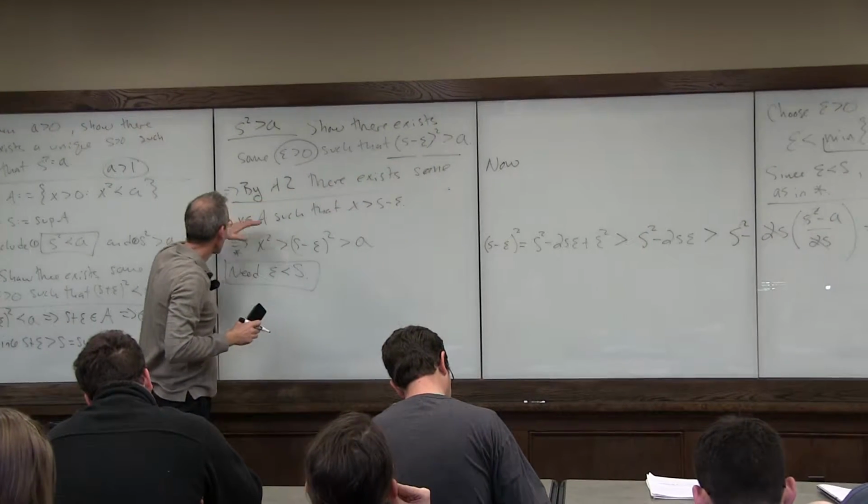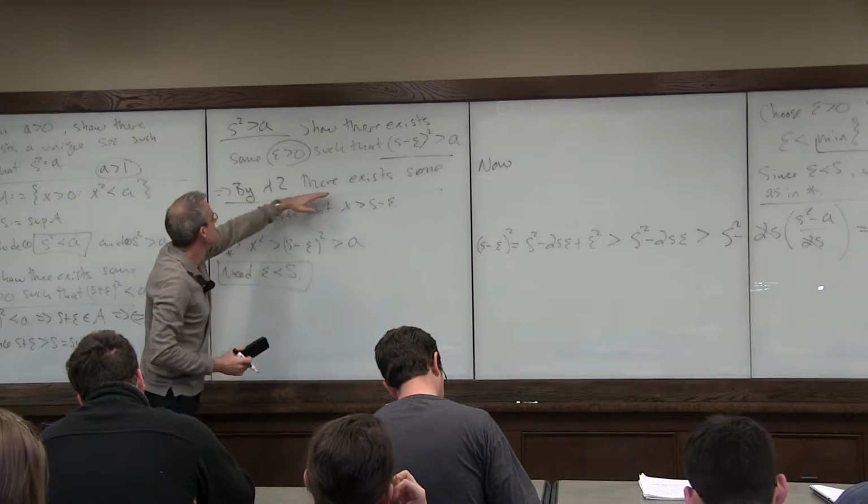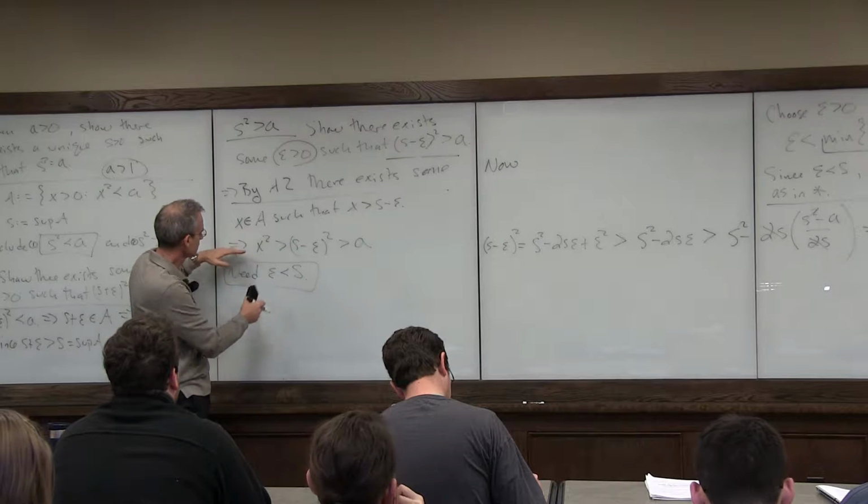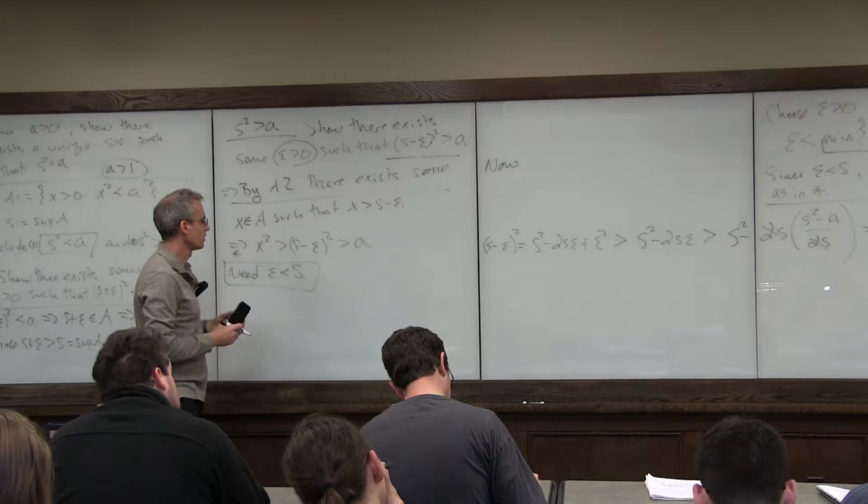And now, once I have this statement, A2 tells me there exists some x such that this is true. And now, since epsilon is less than s, that's true, and that's my contradiction.